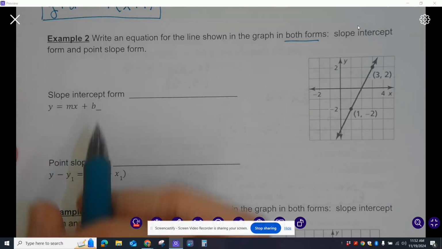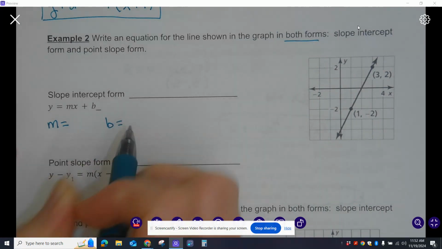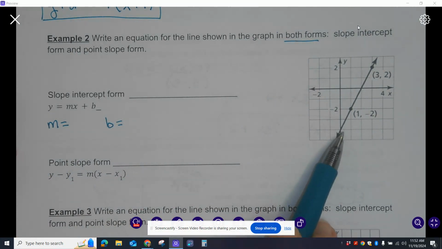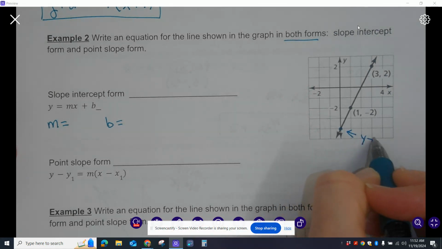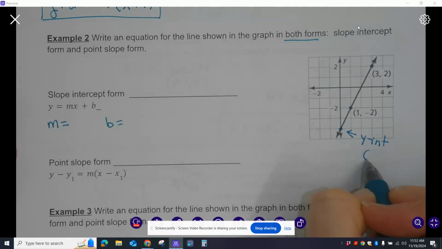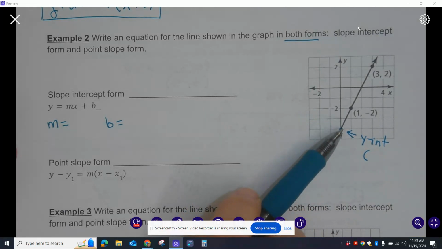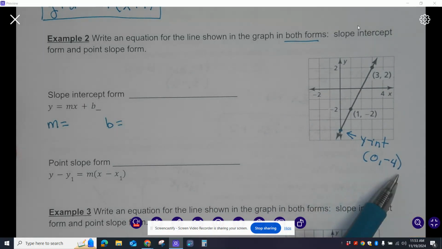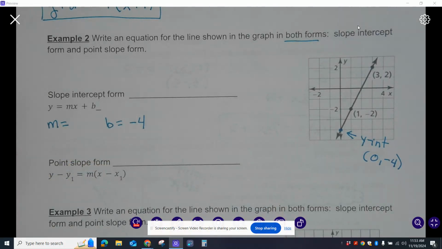So for this form, I need an m and I need a b. b is your y-intercept, and I can see that when they give me a graph. Right there is my y-intercept, and that is the coordinate point over 0, down, -1, -2, -3, -4. So if my y-intercept is -4, that means my b is -4.